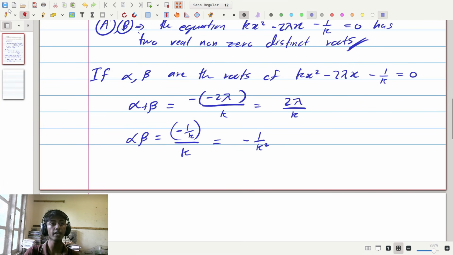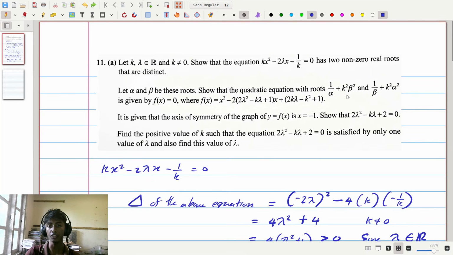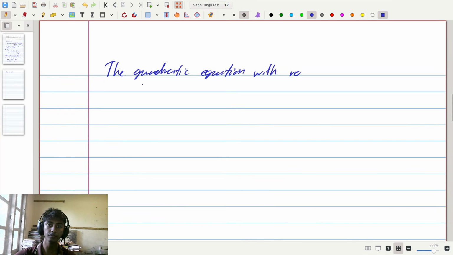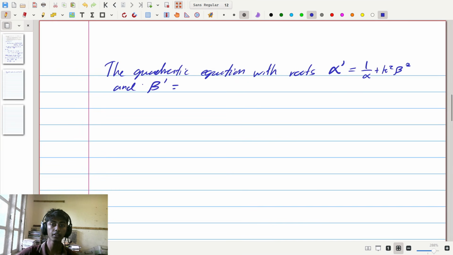Now from this, what we can do is consider the roots 1 over alpha plus k squared beta squared and 1 over beta plus k squared alpha squared, and try to get the equation that we would get by taking these two as the roots of a quadratic equation. It'll be easier if we have another symbol for this. So I'll say alpha dash equals 1 over alpha plus k squared beta squared, and beta dash equals 1 over beta plus k squared alpha squared.